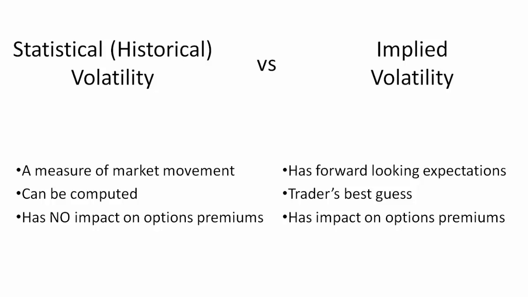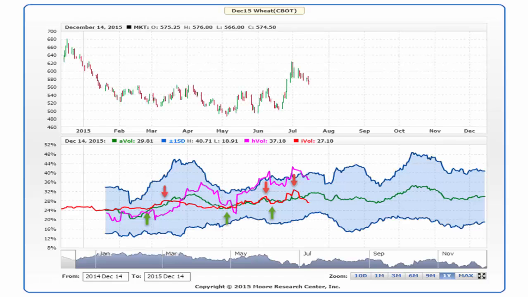Implied volatility is a trader's best guess as to what statistical volatility will be in the future. This is very important because each trader must input his implied volatility forecast into an option software program to determine if options are fairly valued, undervalued, or overvalued. And as a trader, you want to obtain a trading edge by buying options when they are undervalued and selling options when they are overvalued.